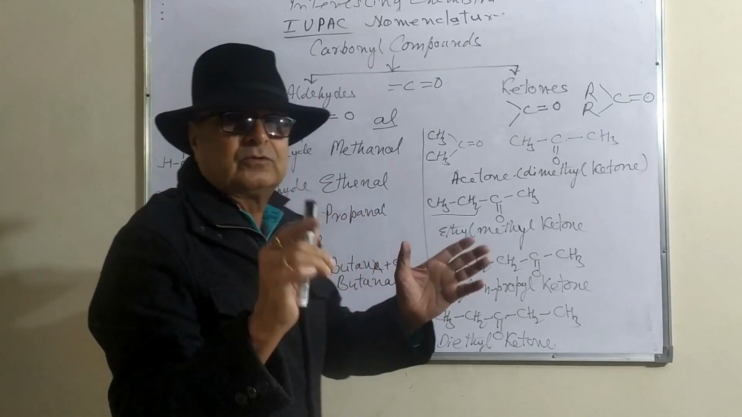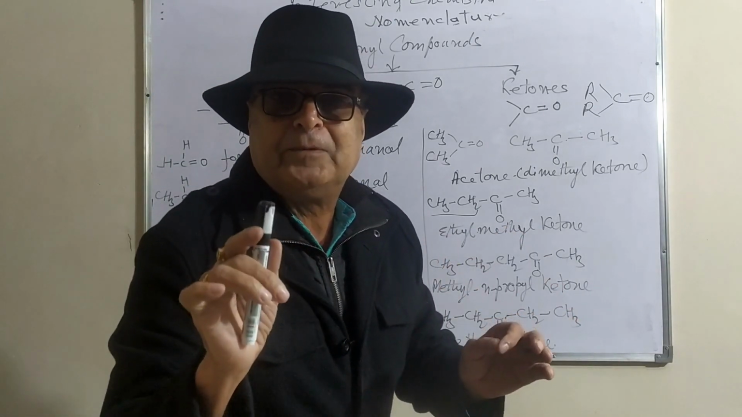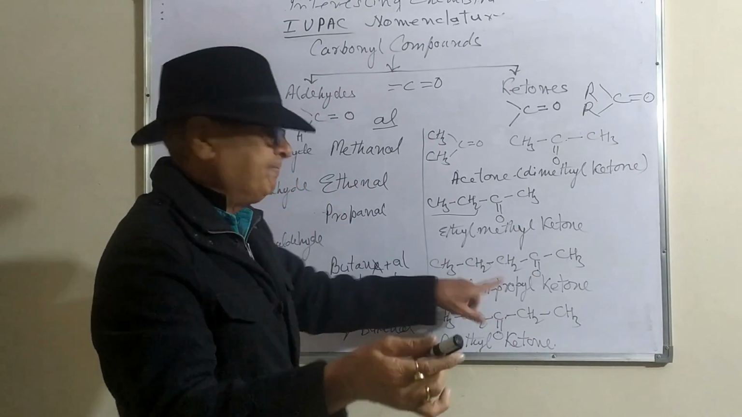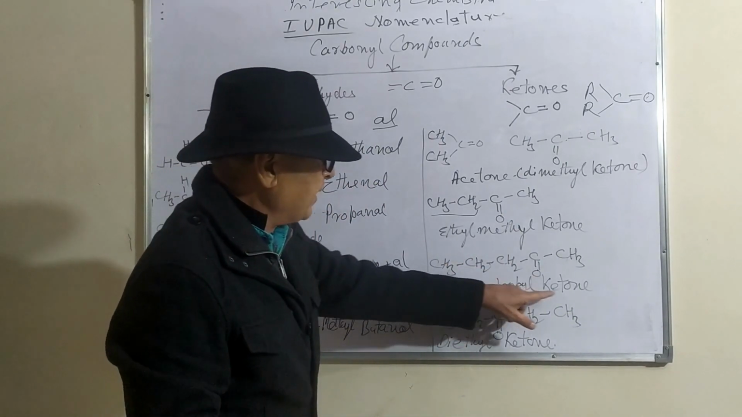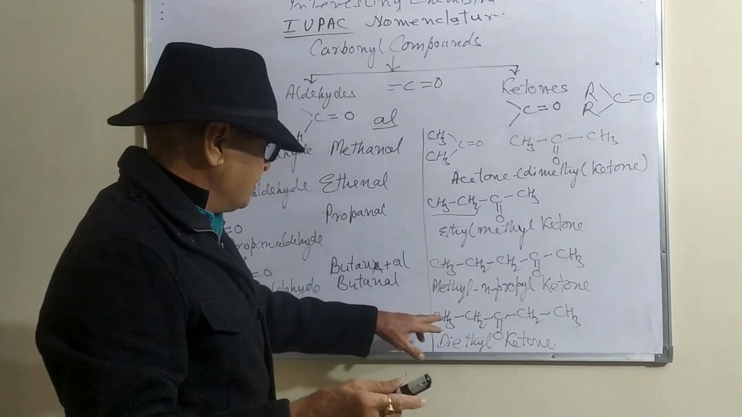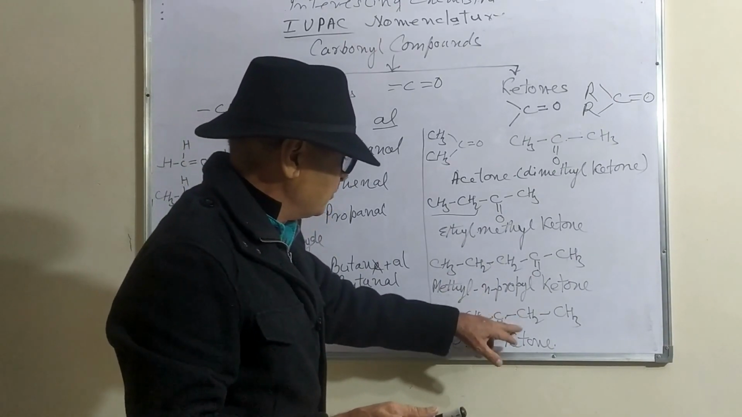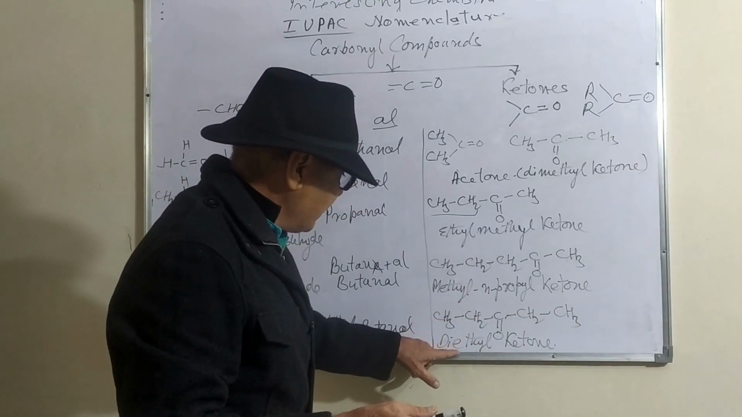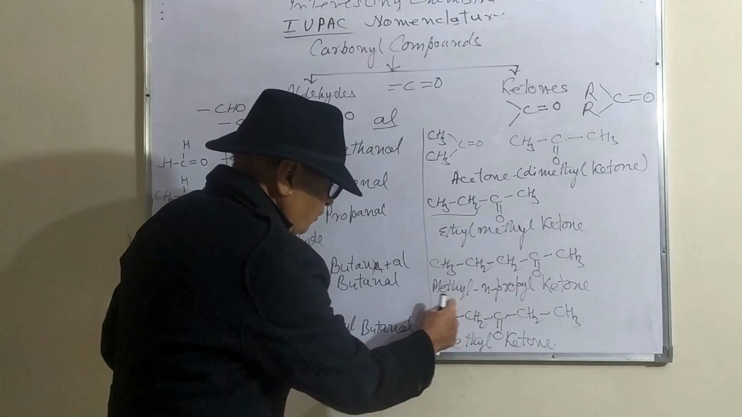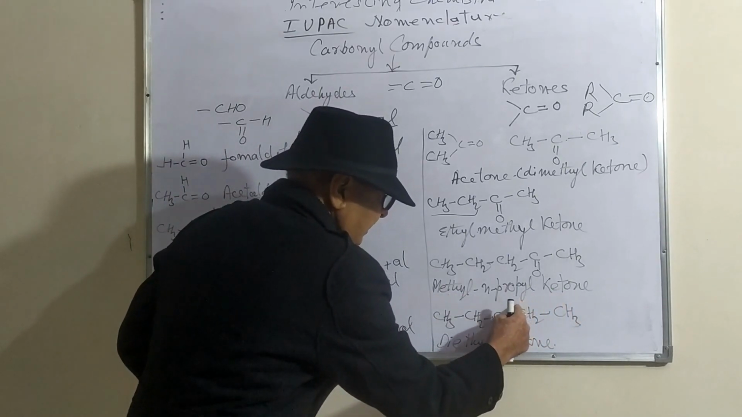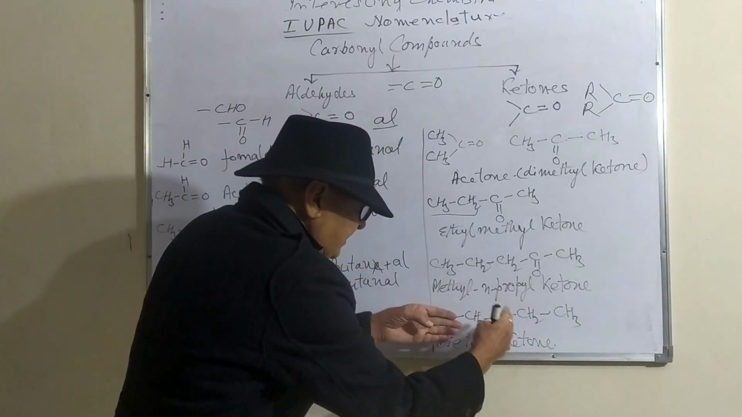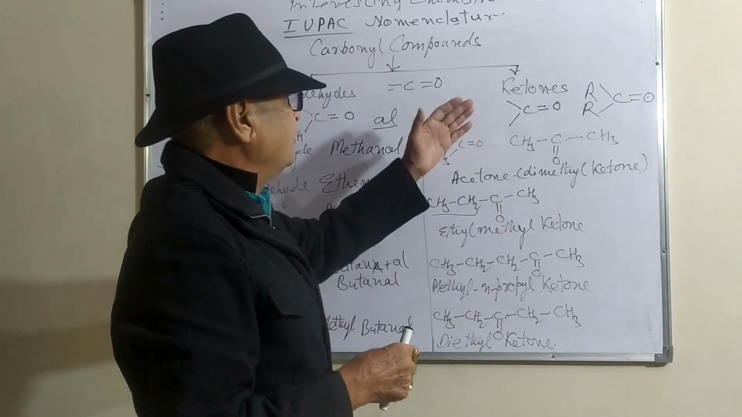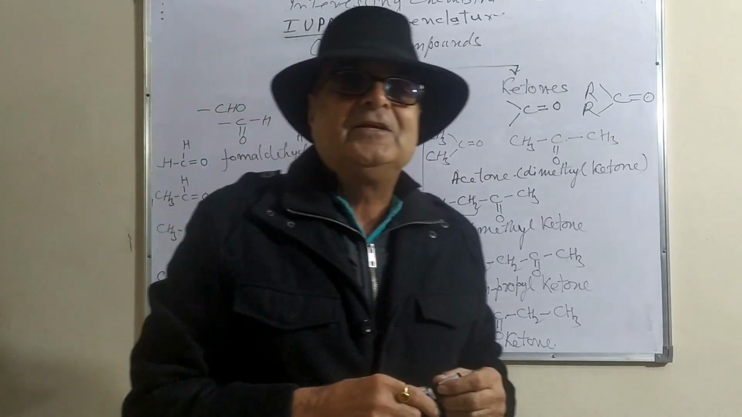Just be careful about the alphabetical order. Here n comes first, p comes later, so methyl n-propyl ketone. Again, this is CH3, CH2, CO, CH2, CH3. It is also ethyl and it is also ethyl. So it is diethyl ketone.